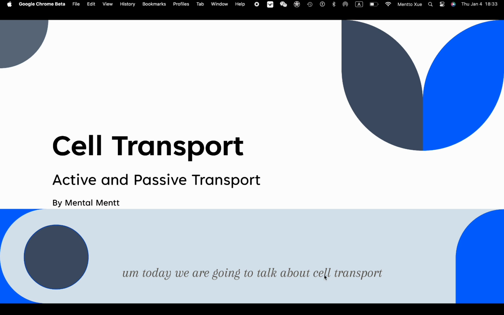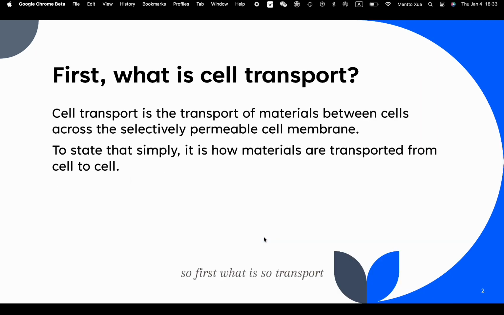Today we are going to talk about cell transport, active and passive transport. So first, what is cell transport? Cell transport is the transport of materials between cells across a selectively permeable cell membrane. And, to say that really simply, it is how materials are transported from cell to cell or from cell to the liquid outside of the cell.